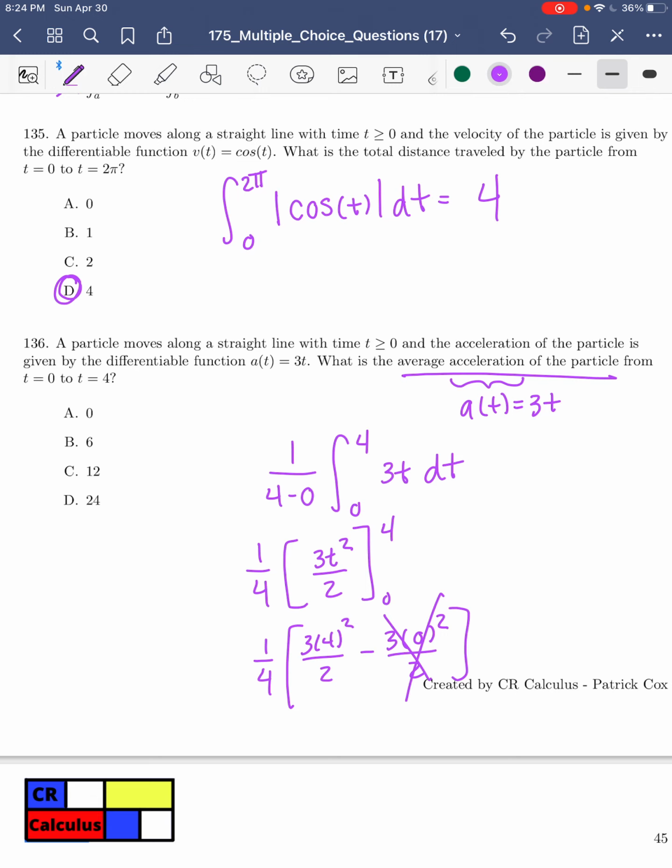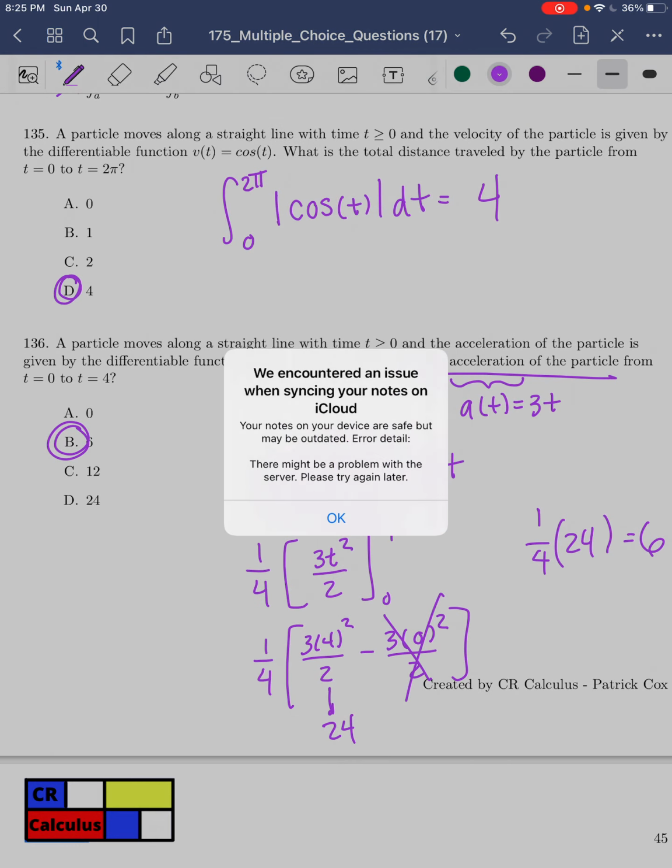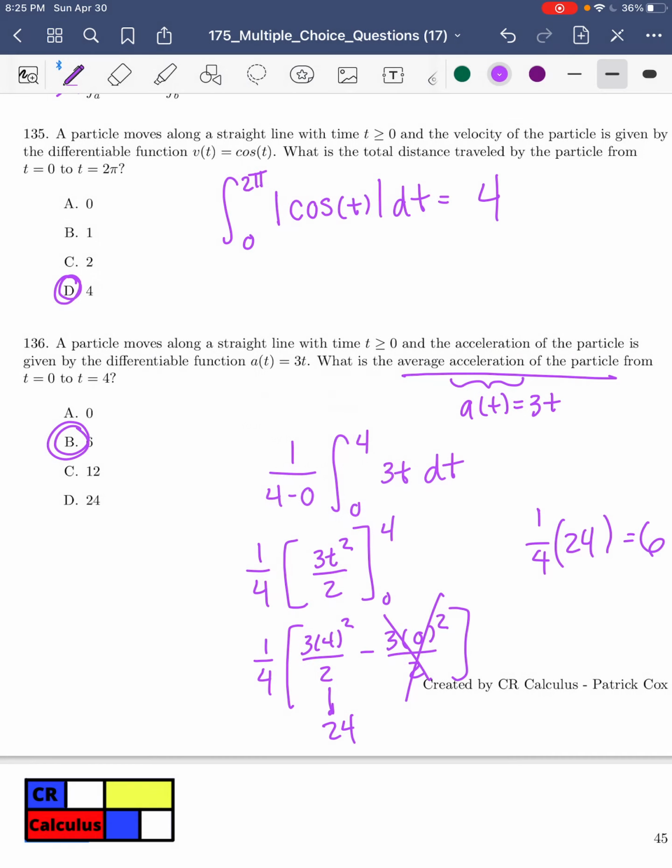This one we have 16 divided by 2 is 8, times 3, sorry, I can't think. This is going to equal 24. And then we have 1/4 of 24, which equals 6. So our answer is B. That's more the type that I would expect you to have to do by hand.